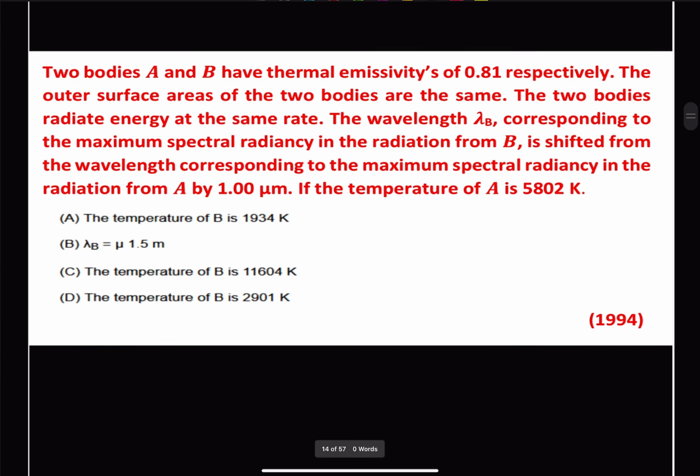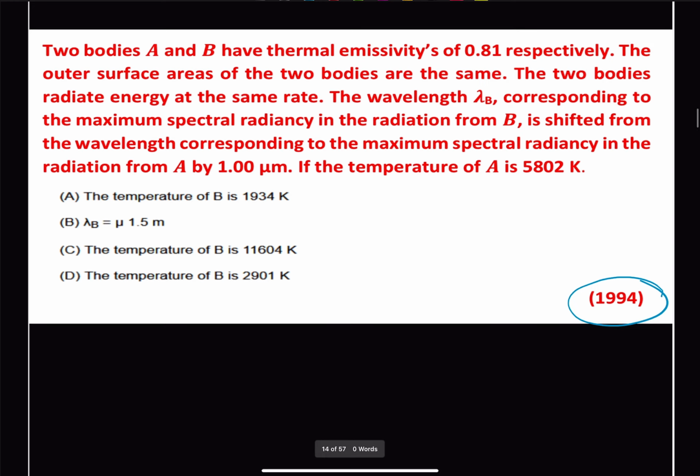Next question. It was also asked in the year 1994, and it states that two bodies A and B have thermal emissivity of 0.81 respectively.